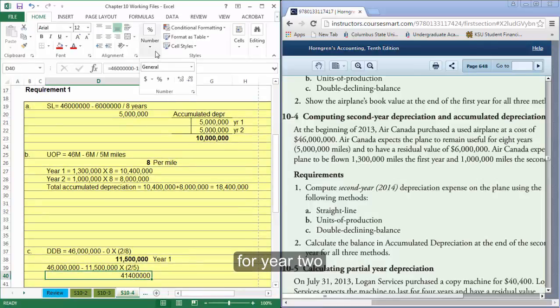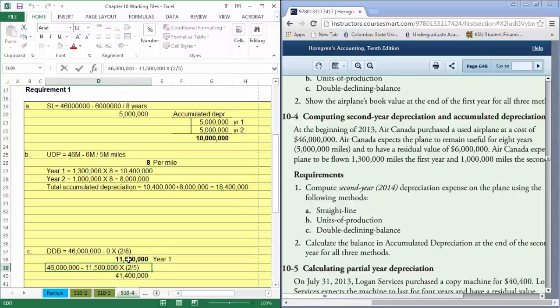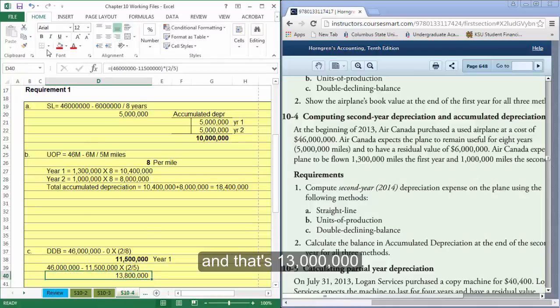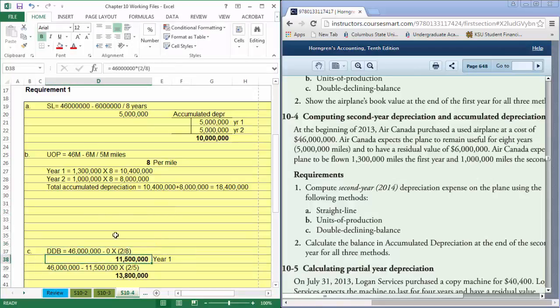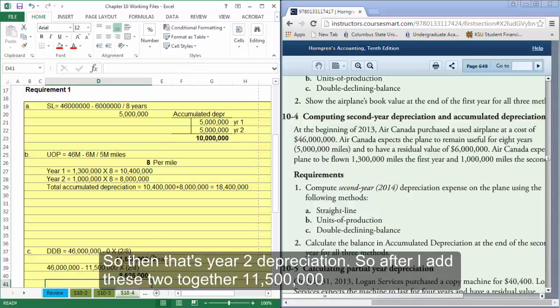for year 2, $46 million minus 11,500,000. Let me change that. And that's 13 million. Let's make sure this came out right. Oh, I did 2 over 5, not 2 over 8. So it's 8 years. Kept wanting to go back to the old one. So it's 2 over 8 years. So then that's year 2 depreciation.